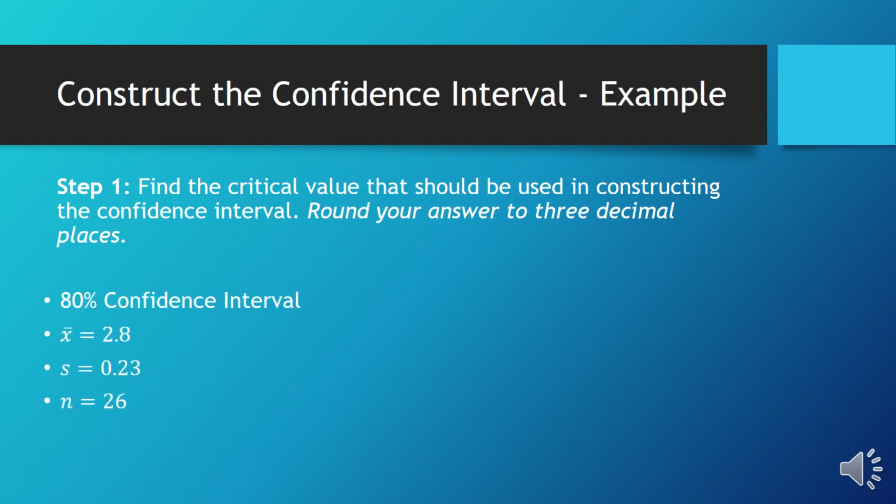So, important points. We know we're doing an 80% confidence interval. We know that our sample mean is 2.8. We know that our sample standard deviation, S, is 0.23, and we know our sample size is 26. Now, whenever we're finding the critical t-values, instead of knowing the sample size, they want us to tell them the degrees of freedom. So the degrees of freedom here would be 26 minus 1, which is 25. So it's always the sample size minus 1.